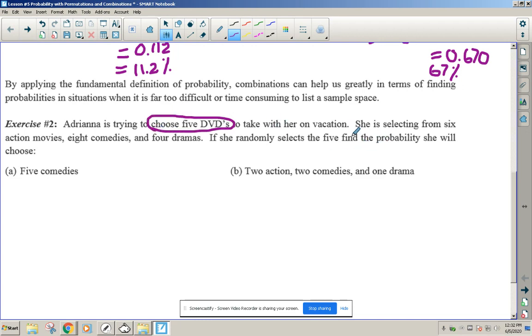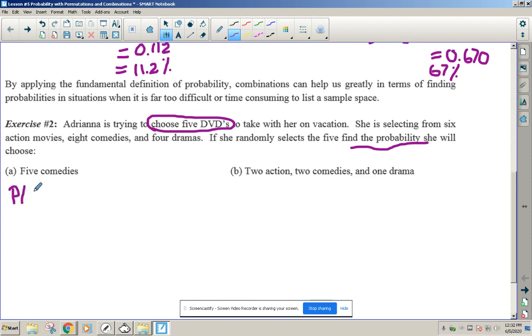So now let's talk about Adriana, who is going to choose 5 DVDs, 5 movies to take on vacation. Maybe she's got a DVD player in the car. So she's selecting from 6 action movies, 8 comedies, and 4 dramas. So find the probability that she chooses 5 comedies.